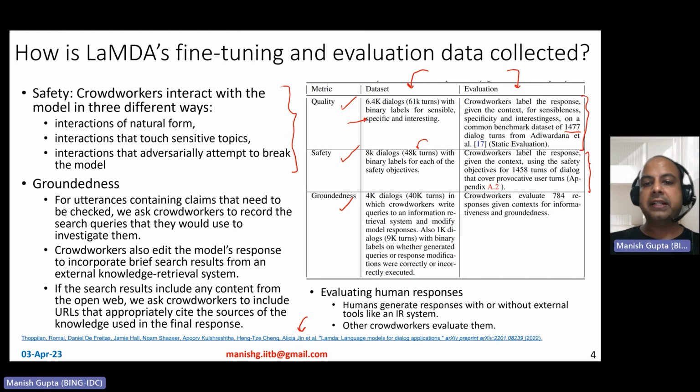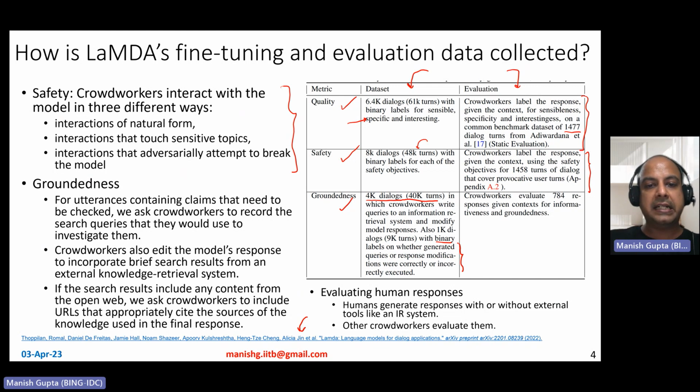Right? For groundedness, the dataset consists of 4K dialogues with 40K turns, in which crowdsourced workers either perform the labeling part in a static manner or in a dynamic manner. So in a static manner, essentially, they just provide binary labels on whether generated queries or response modifications were correctly or incorrectly executed, right? But in an interactive scenario, the crowdsourced worker puts up a query, the model gives a response. The crowdsourced worker checks the response.